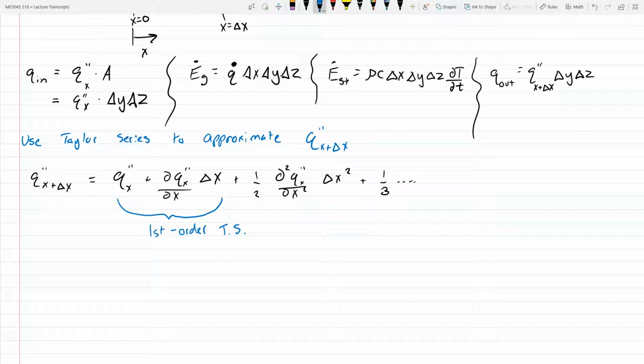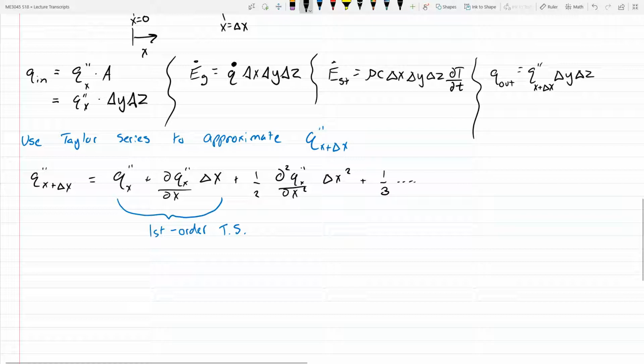The idea being that if we start to allow this little chunk of matter to get smaller and smaller and smaller, this delta X is going to get really small. There's going to be a delta X squared here, a delta X cubed, a delta X to the fourth. All of those higher order terms are going to get really, really small as delta X approaches 0. And so we're going to chop it up here and say that these are the only ones that are large enough for us to worry about for this problem.